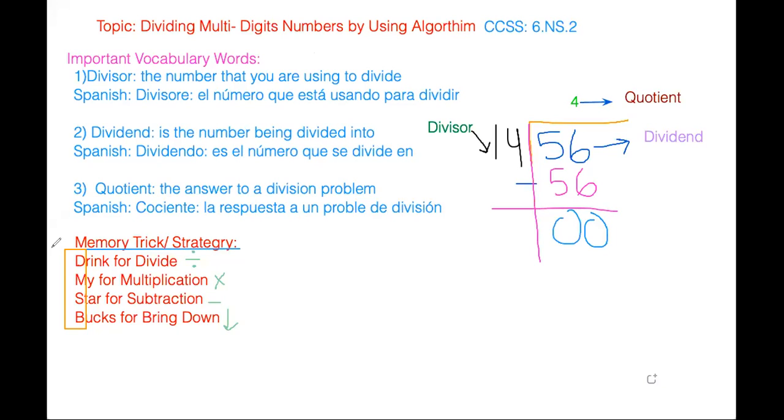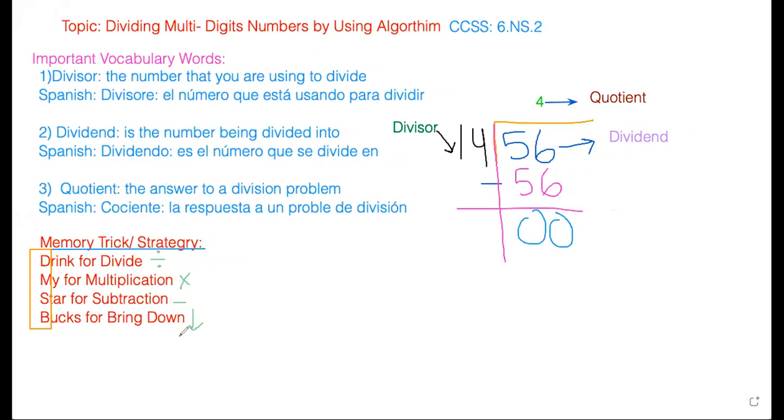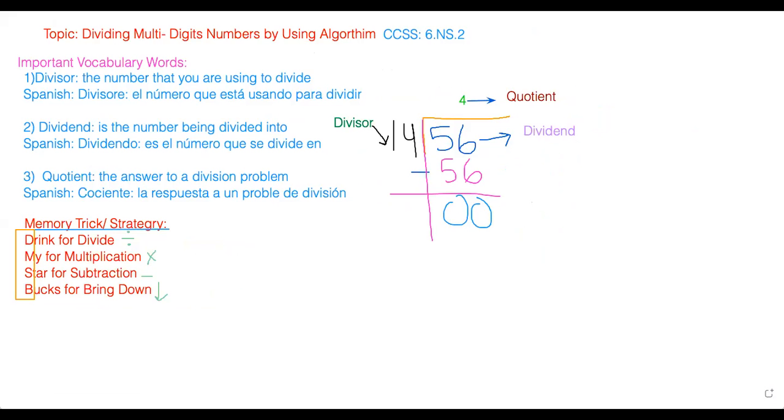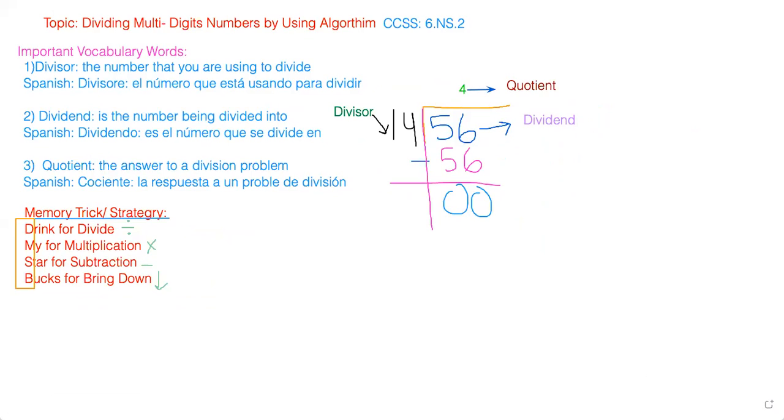When we are dividing multi-digit numbers, we need to understand the vocabulary words that are associated with that. So let's look at what we got here. We have the word divisor. I'm going to put a line under it, an orange line. The divisor is the number that you are using to divide. So the 14 is the divisor. It's outside the house. So outside the house is called the 14.